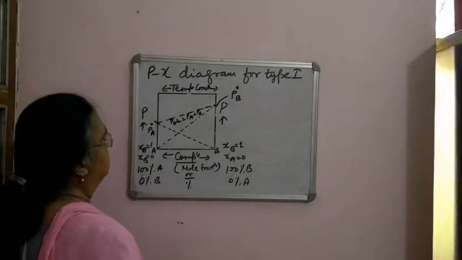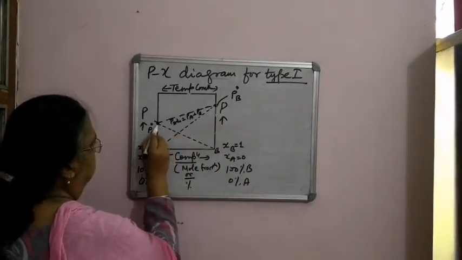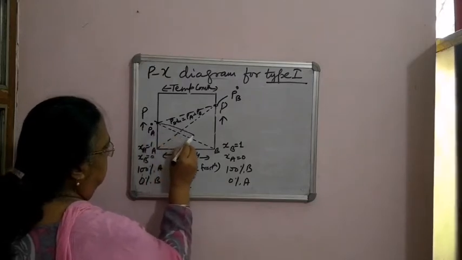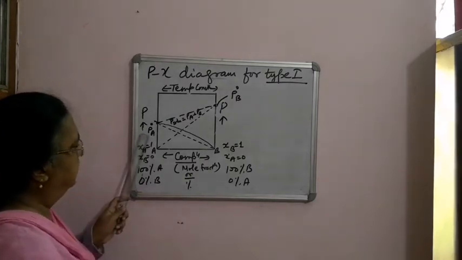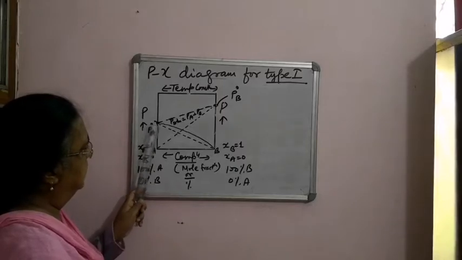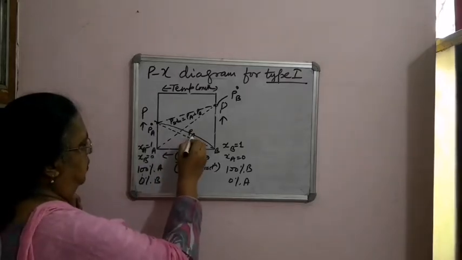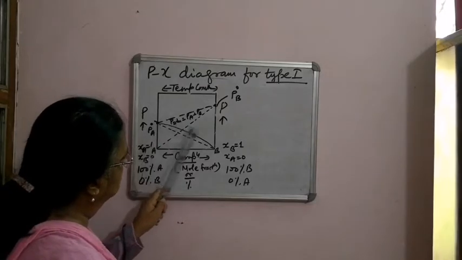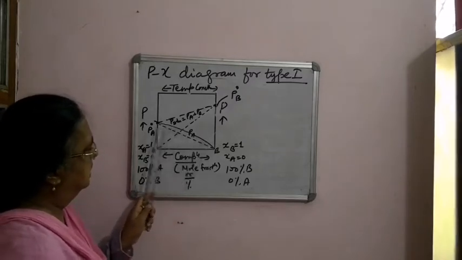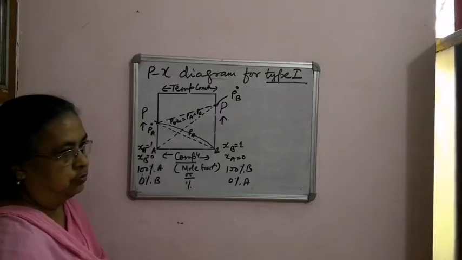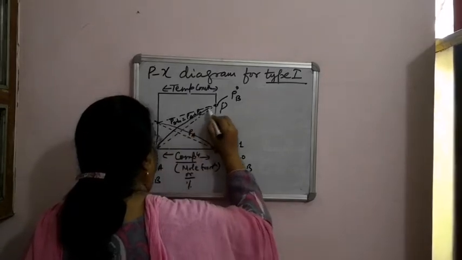For non-ideal solution, type 1, the vapor pressure of the solution, for component A, you will see it shows a curve upward, meaning the partial pressure of component A is more than in the ideal condition. What we get experimentally is greater than the value we obtain through Raoult's law, for both the components. So this is like this.